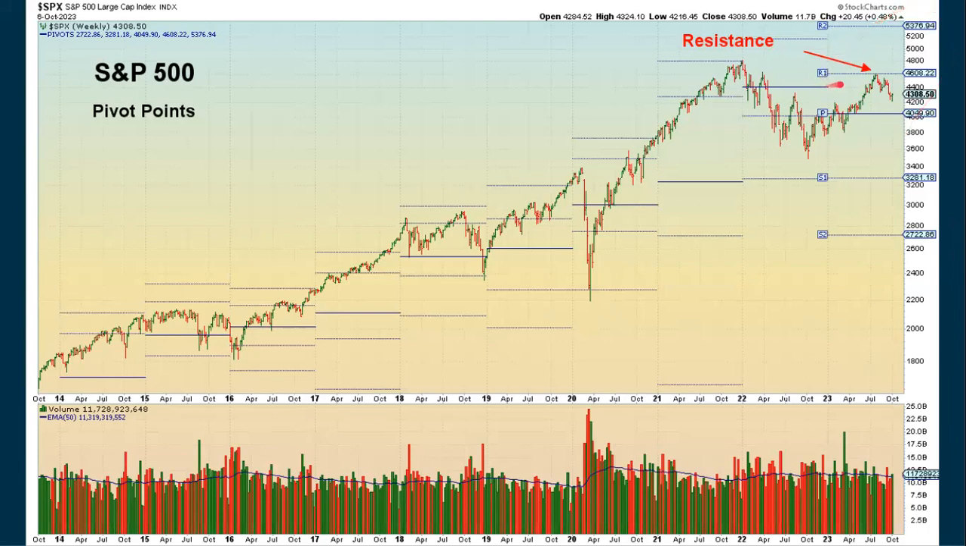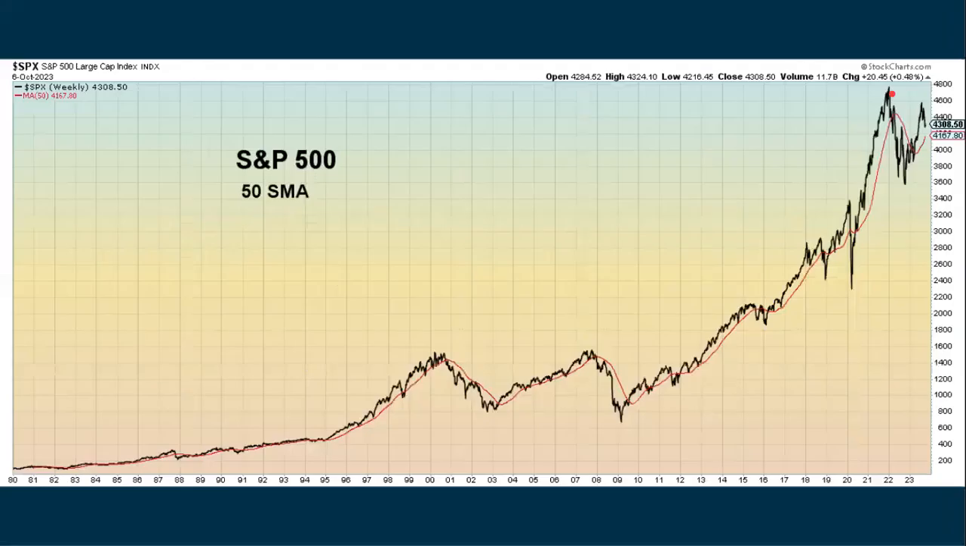We look at the pivot points on the weekly chart, which are good for the whole month. Actually, they're good for the whole quarter. Don't quote me on that. But we came right up to this R1 level, and that's where we topped out in July. And we've been having trouble ever since that time.